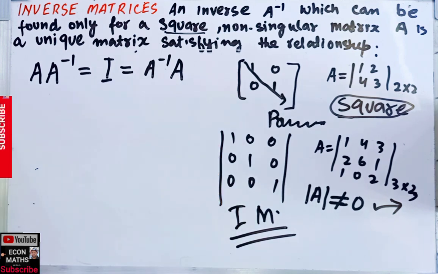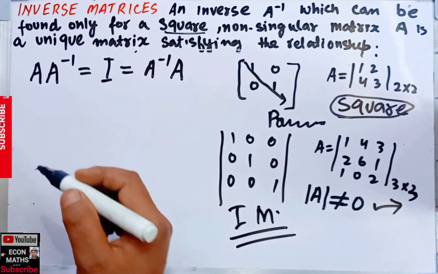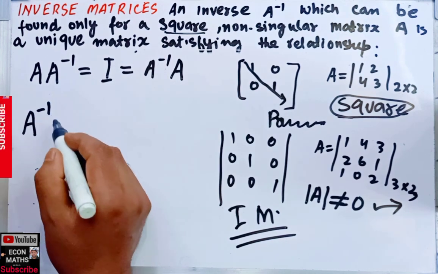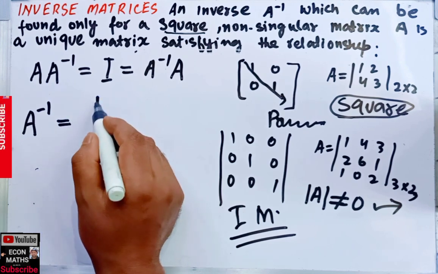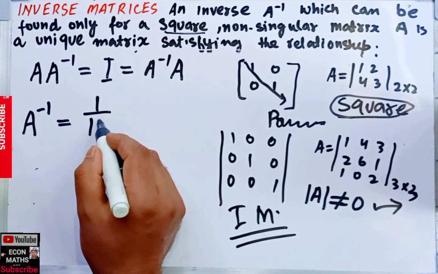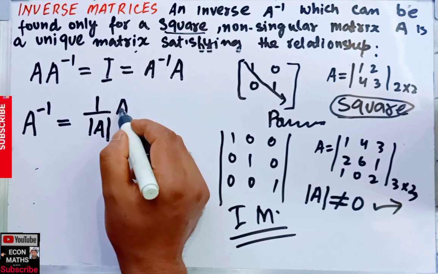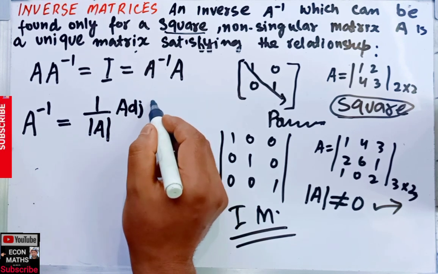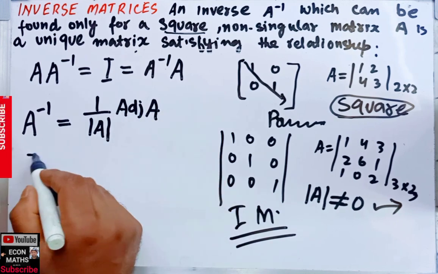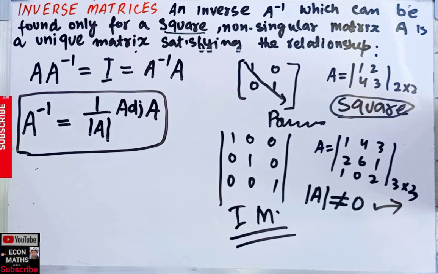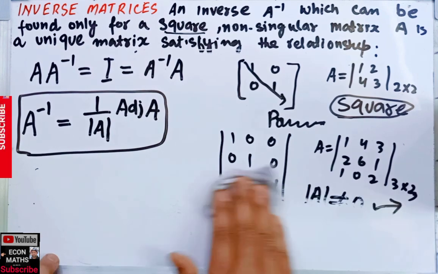Now how to find the inverse? The formula for finding the inverse is: the inverse of a matrix is equal to 1 divided by the determinant of the given matrix, multiplied by the adjoint of the matrix. So this is the formula for finding the inverse of the matrix. Now we will see an example. For that I have to erase this portion.